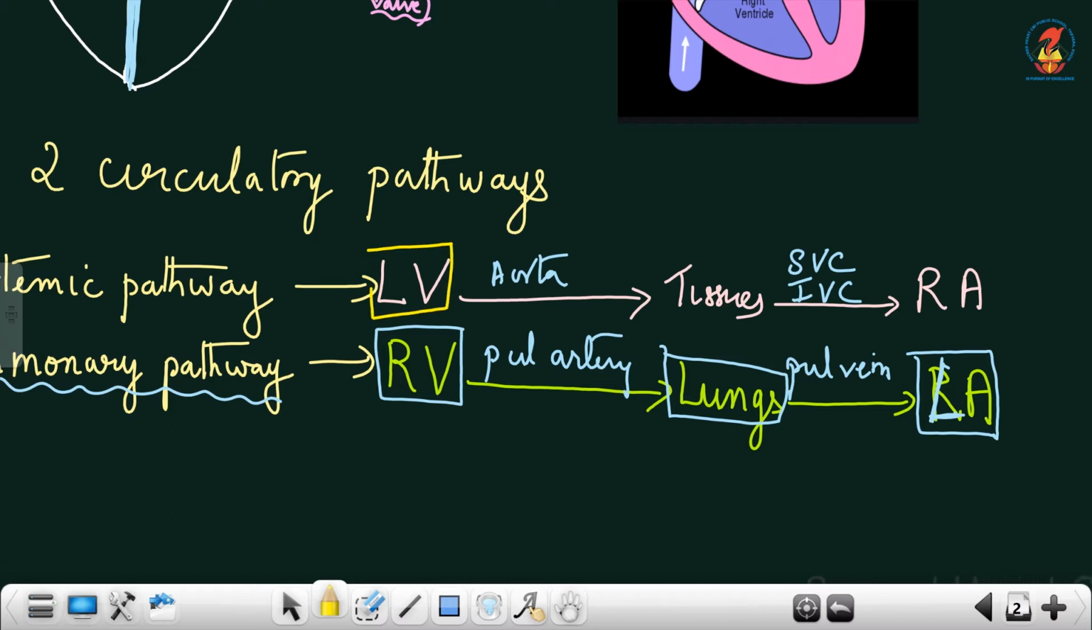From the left ventricle, which type of blood? The pure blood goes to the tissues for cellular respiration via the aorta, and after cellular respiration the blood gets deoxygenated, and this deoxygenated blood is drained to the right atrium via the superior vena cava and inferior vena cava. This constitutes the systemic circulation.